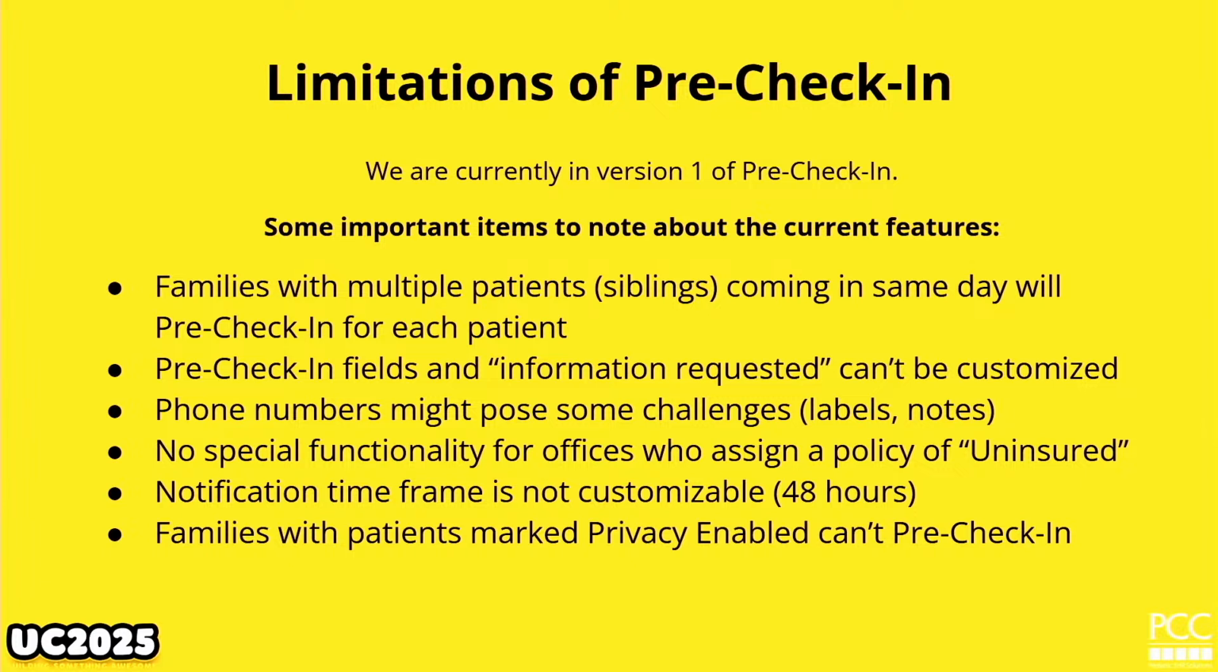Phone numbers might pose some challenges if you are a practice that uses letters after your phone numbers. I know some practices use MC, mom cell, or DC, dad cell. When that phone number comes back from the pre-check-in user, it's only going to give you numerical values. So if you have been using DC for dad cell, when that comes back in, it'll just have no letters at the end. You always have the option to uncheck that item.